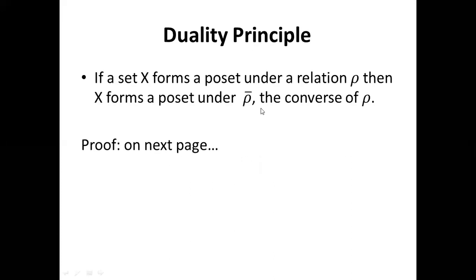So next is the duality principle. If a set X forms a partially ordered set under a relation rho, then X forms a partially ordered set under its converse also. This is called the duality principle. From the duality principle, whatever result you know for partially ordered sets is also true for their dual posets. So the dual of a partially ordered set is called a dual poset. So let us prove this duality principle.